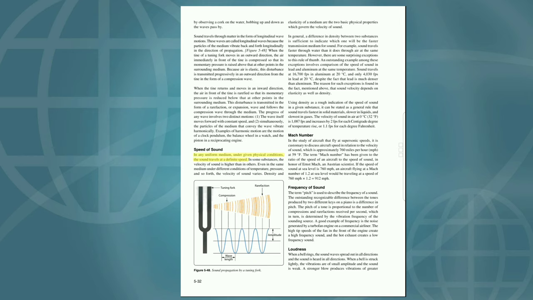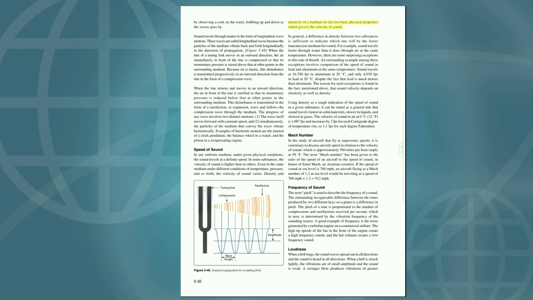In any uniform medium, under given physical conditions, the sound travels at a definite speed. In some substances, the velocity of sound is higher than in others. Even in the same medium under different conditions of temperature, pressure, and so forth, the velocity of sound varies. Density and tuning fork. Compression. Rarefaction. Amplitude. Wavelength. Figure 5-48. Sound propagation by a tuning fork.